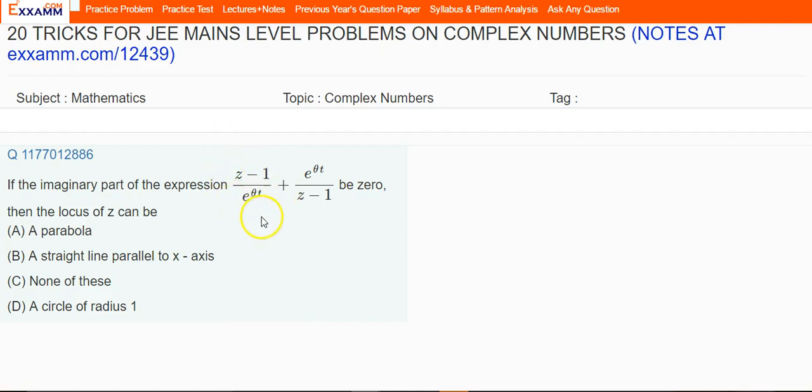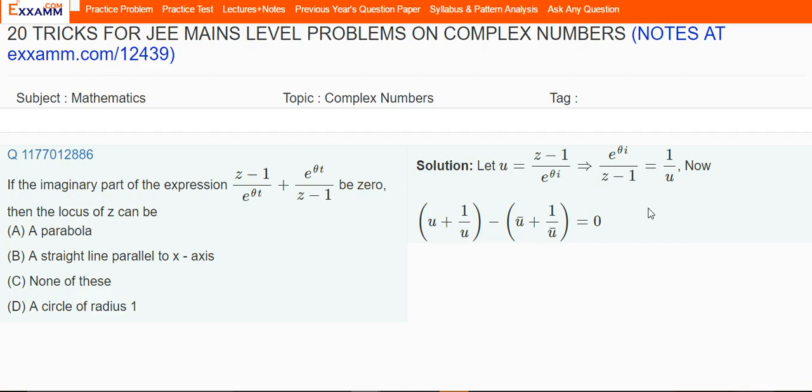This is a trick problem. Here we have to use z minus 1 upon e to the power i theta. So here we have assumed that z minus 1 upon e to the power i theta is equal to u, which implies that e to the power i theta upon z minus 1 is equal to 1 upon u. This is a kind of intuitive step, and with practice you will get this kind of intuition. So what does this expression become? It becomes u plus 1 upon u.